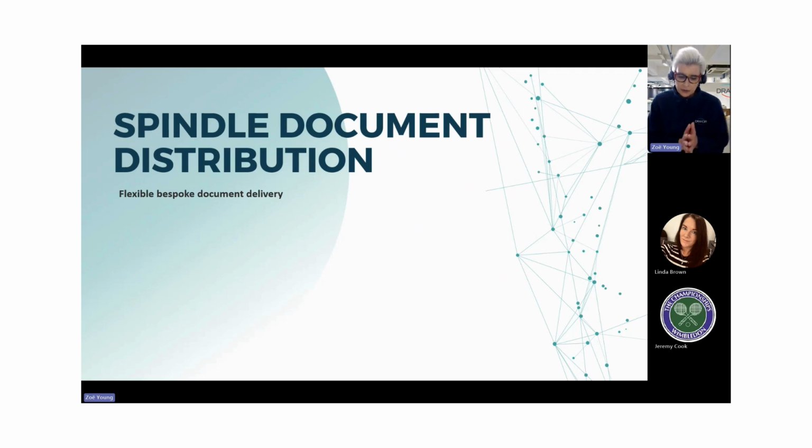So if you think about it, in Sage, whether that's Sage X3 or whether it's Intacct, Spindle document distribution is a tool you can use to send out the documents from Sage. So whether that is your sales invoices, whether that's your statements, purchase orders, remittances, whatever it is, we can use Spindle document distribution to do that. And you're probably saying, but my system already does that. So why do I need Spindle document distribution? And that's where all of the features come into play of what Spindle does, because obviously it doesn't replicate exactly what Sage does. It has far more features than that.